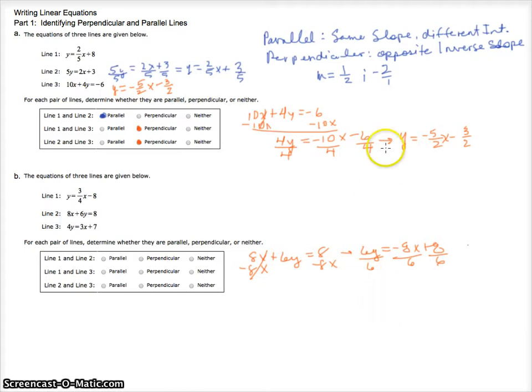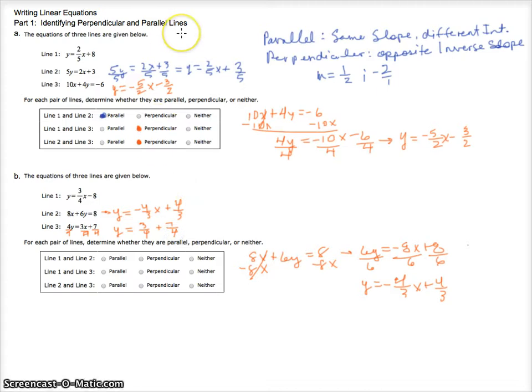I'm going to end up with y equals negative 4/3 x plus 4/3. For line 3, if I divide everything by 4, I get y equals 3/4 x plus 7/4.